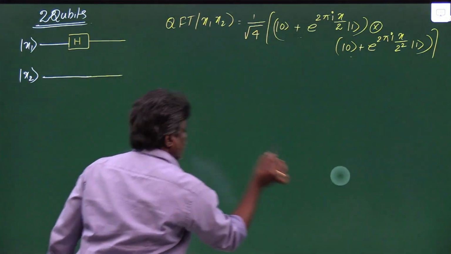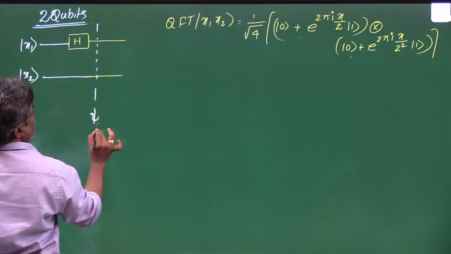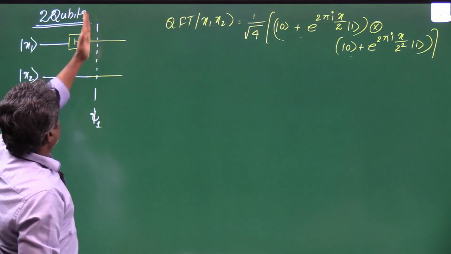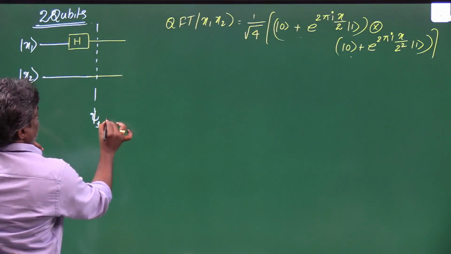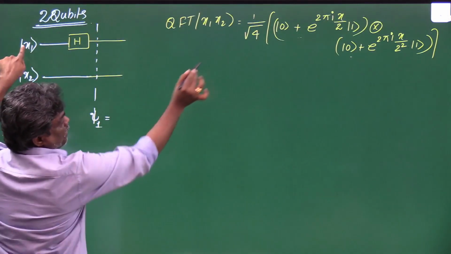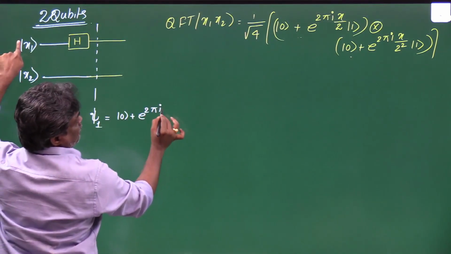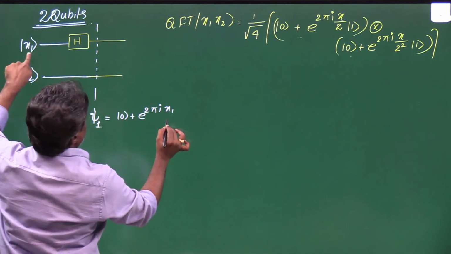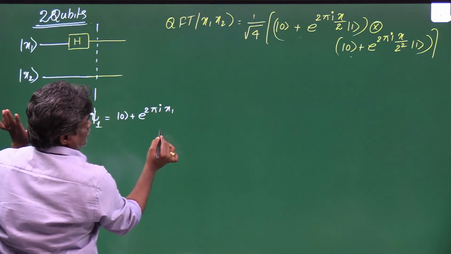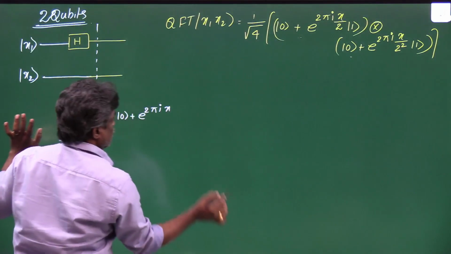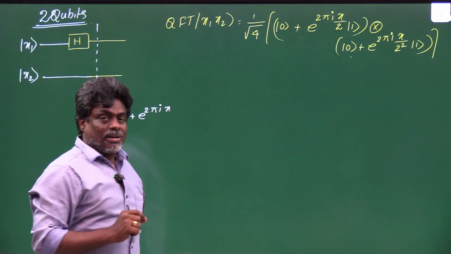So I am taking a vertical line. So here let us suppose this is psi 1. That means after this operation what is my psi 1? Okay, right. The psi 1 is nothing but Hadamard operating on that, that is ket 0 plus e raised to 2 pi i x1. Is it okay? Shall I write like that or x by? No, x1, sir, that will be very clear. That is a beautiful representation. x1. 1 minute.